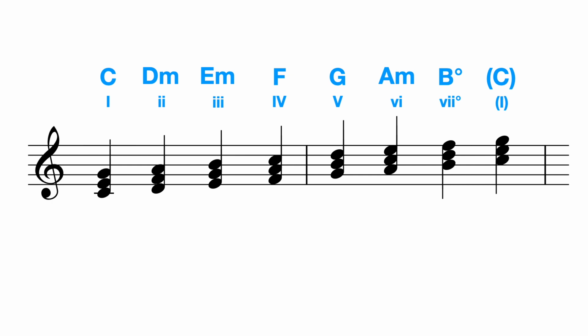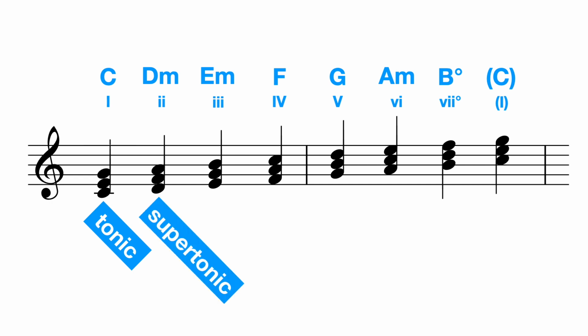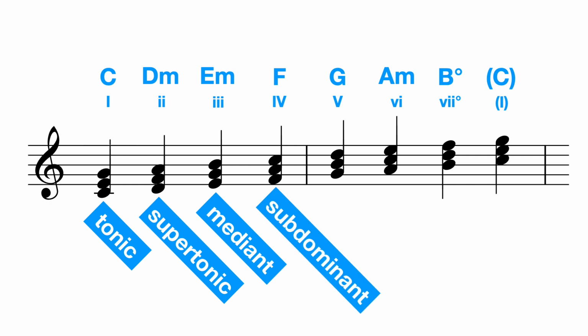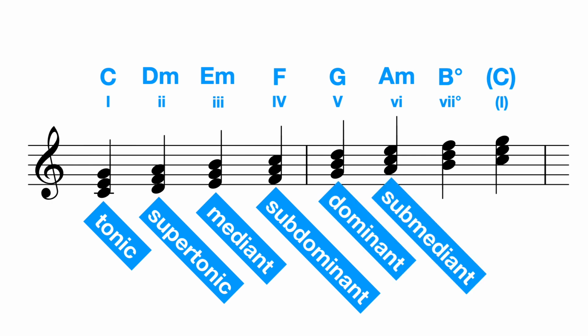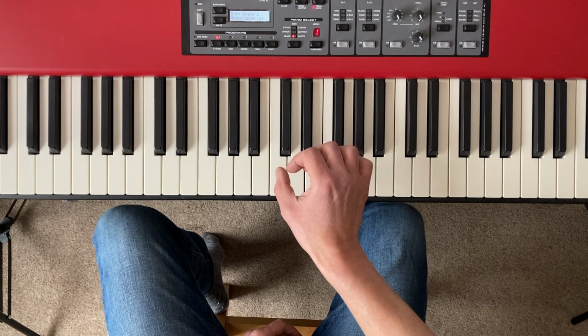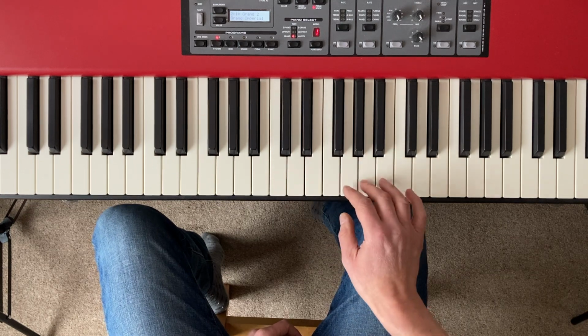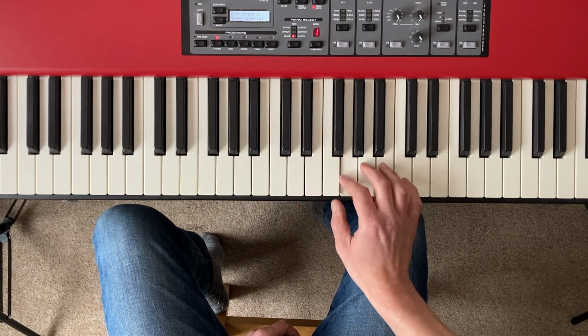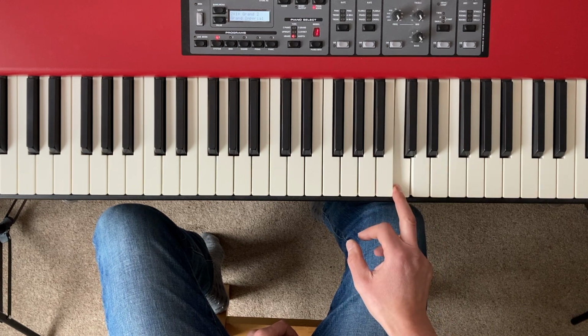We call the number 1 chord the tonic chord, the number 2 chord the supertonic, number 3 is the mediant, number 4 is the subdominant, number 5 is the dominant, number 6 is the submediant, and number 7 is the leading tone chord. Those names and numbers also apply to the underlying tones, which we sometimes call the degrees of the scale. 1st, 2nd, 3rd, 4th, 5th, 6th, 7th. 1, 2, 3, 4, 5, 6, 7, and back to 1.